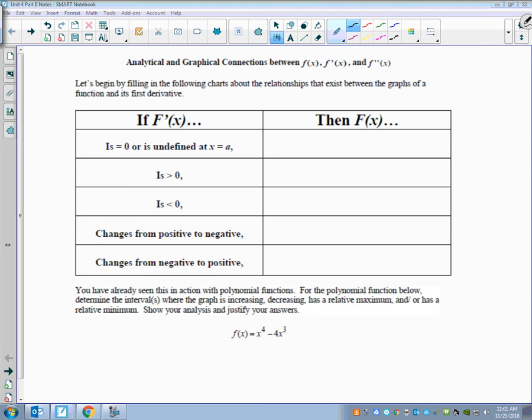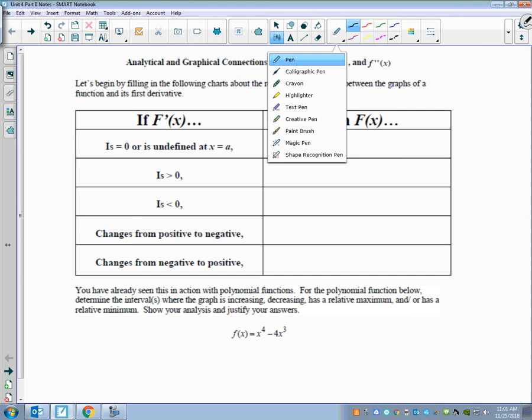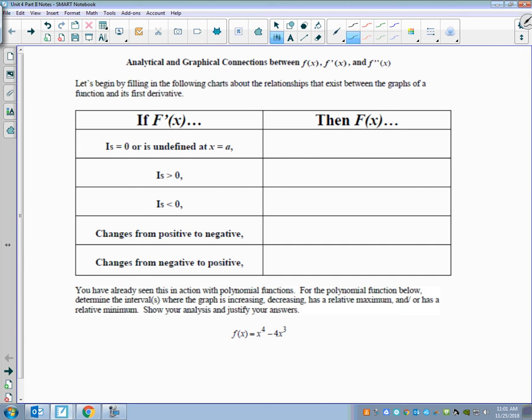Remember that when you set a function's derivative equal to 0, where the derivative equals 0 or is undefined, remember that those are called critical points. And what do we know when that's happening? We know that if the derivative equals 0 or it's undefined, that is a possible relative max or min.